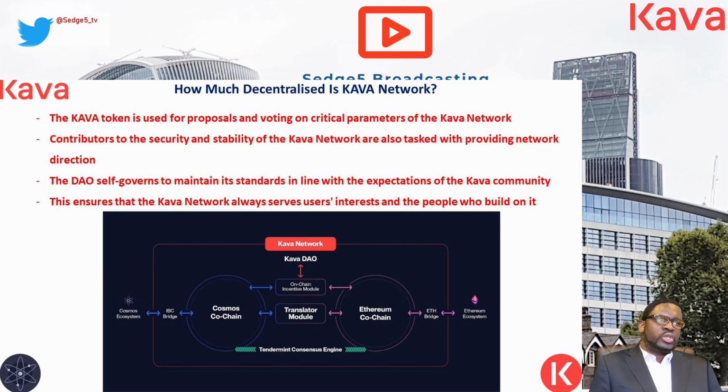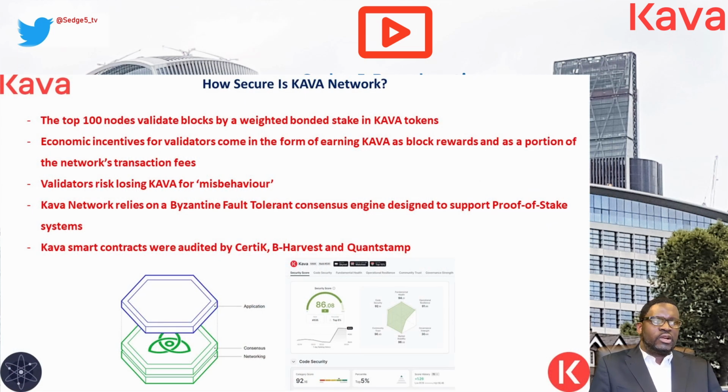When we come to security, the Kava token is integral to the security, governance, and mechanical functions of the platform. The top 100 nodes validate blocks by a weighted bonded stake in Kava tokens. Economic incentives for validators come in the form of earning Kava as block rewards and as a portion of the network's transaction fees. Validators risk losing Kava via strict slashing conditions such as failing to ensure high uptime and double signing transactions. In addition, Kava network relies on a Byzantine fault-tolerant or BFT consensus engine designed to support proof-of-stake systems. Kava smart contracts have been audited by multiple independent blockchain and crypto security firms, including Certik, Bharvest, and Quantstack. To date, no vulnerabilities have been found.